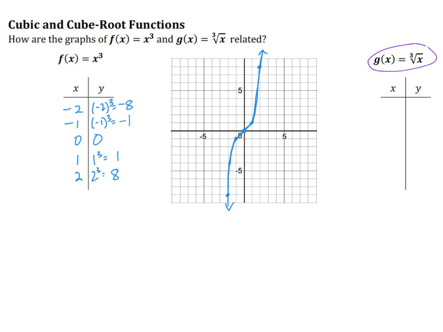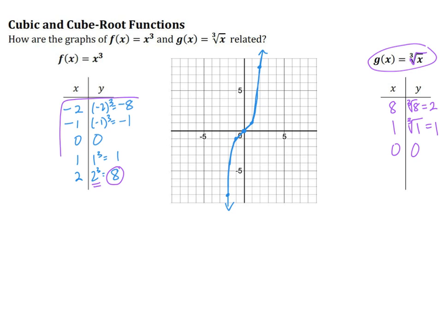So g of x equals the cube root of x. We need to choose numbers that you can take the cube root of. So in other words, 8 is a perfect cube. It's 2 times 2 times 2. So if I put an 8 for my x value, the cube root of 8 is 2. If I choose a 1 as my x value, the cube root of 1 is 1. The cube root of 0 is 0.